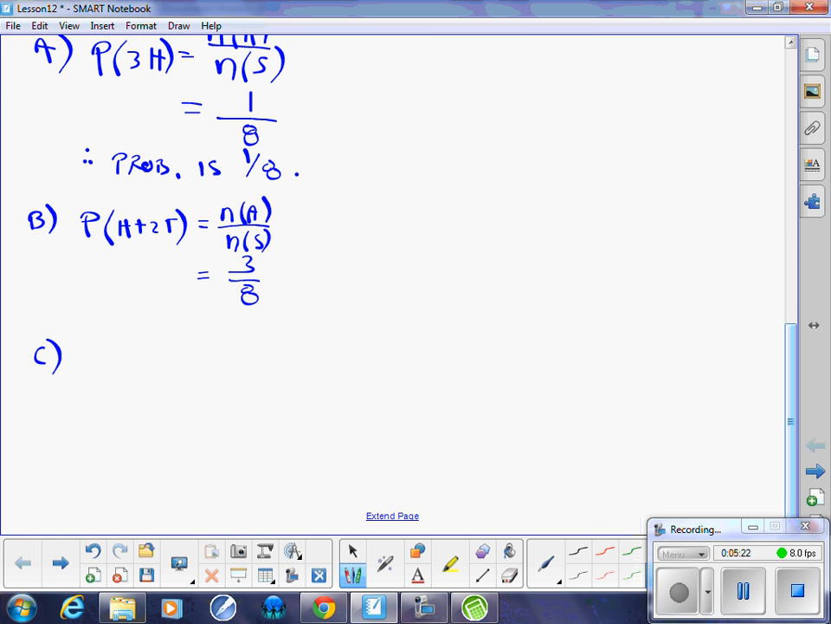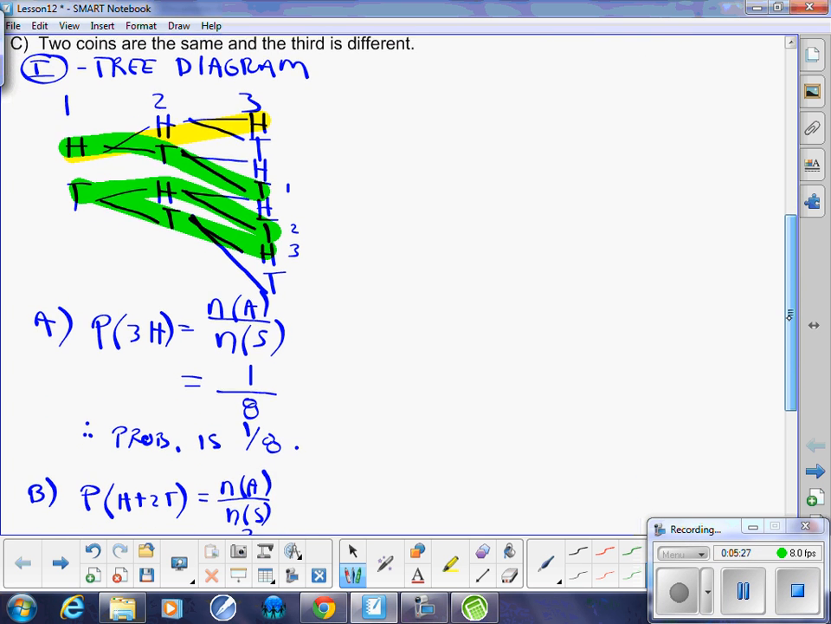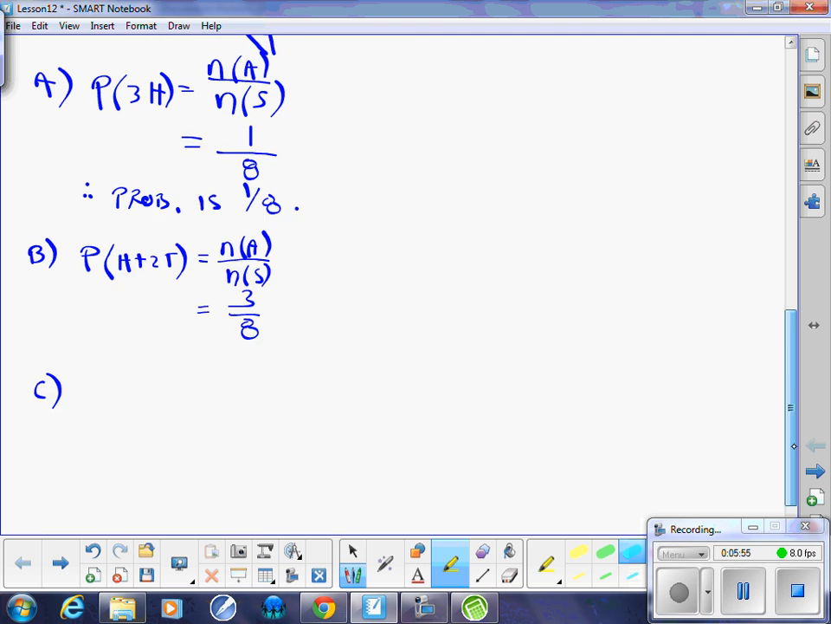Part C. Two coins are the same, and the third one's different. So that means we're looking at pathways that provide us with two being the same. We already have three labeled here. Those are all the two tail ones. Now we need the two head ones. So that would increase it. There's two heads: head, tail, head. There's another one: tail, head, head. So we find that what ends up happening here is that we were just eliminating two cases. So we end up with 6 possible pathways.